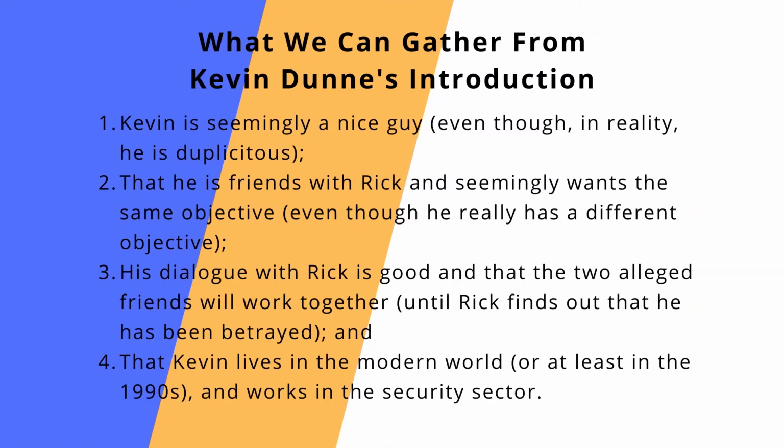Nevertheless, upon meeting Kevin, we gauge the following. 1. That Kevin is seemingly a nice guy, even though in reality he is duplicitous. 2. That he is friends with Rick and seemingly wants the same objective, even though he really has a different objective at heart. 3. His dialogue with Rick is good, and that the two alleged friends will work together until Rick finds out that he has been betrayed. And 4. That Kevin lives in the modern world, or at least in the 1990s, and works in the security sector. In addition, Kevin is introduced to us early on in the film, highlighting his importance to the narrative.